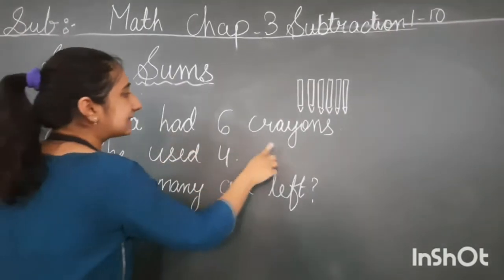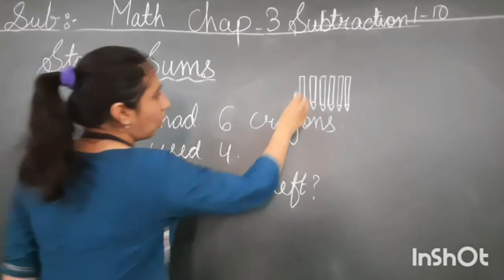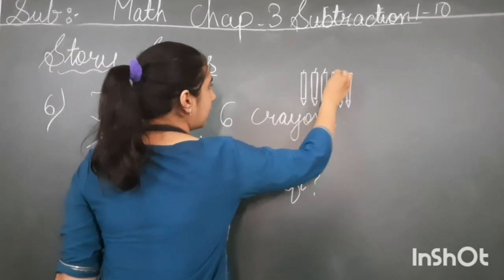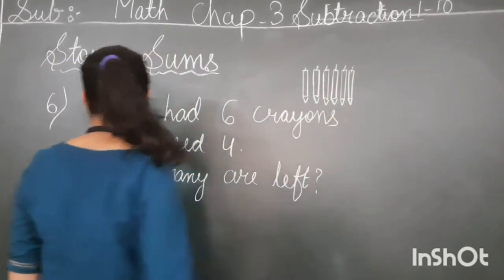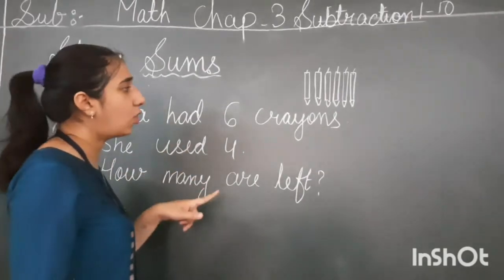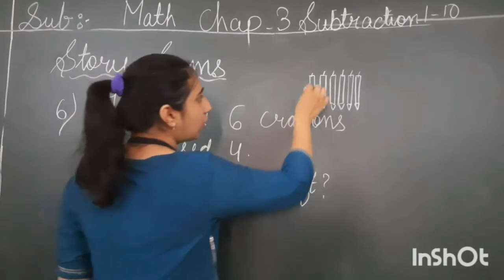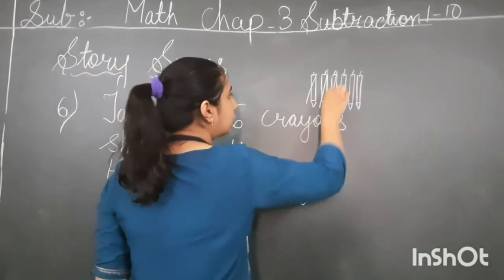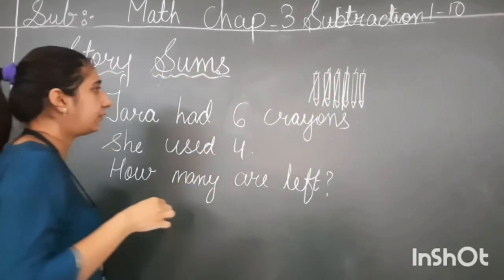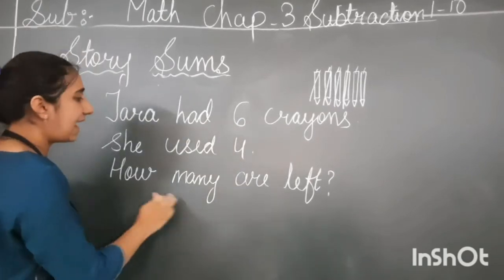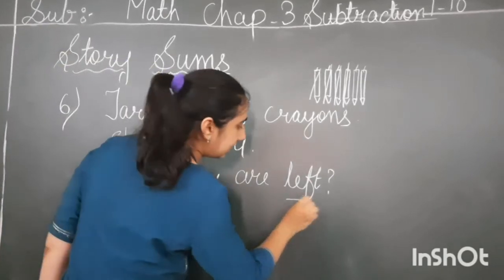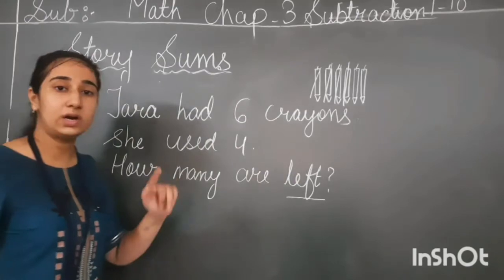Now sum number 6. Tara had 6 crayons. Count 1, 2, 3, 4, 5 and 6. She used 4. Among those 6 crayons, she used 4. So I will cut 4 crayons. 1, 2, 3 and 4. I cut the 4 crayons. How many are left? See, here also the word left is written.